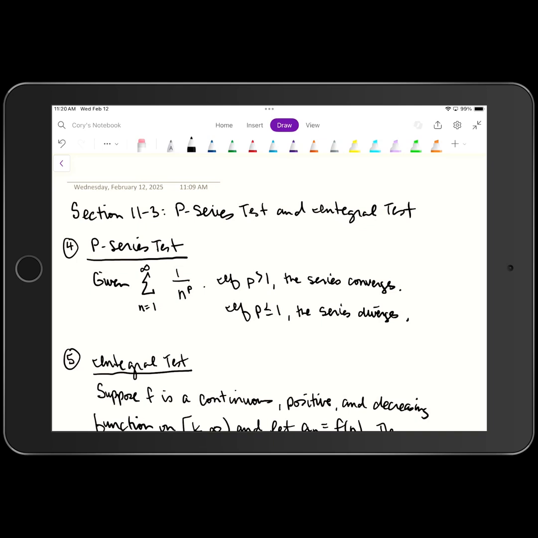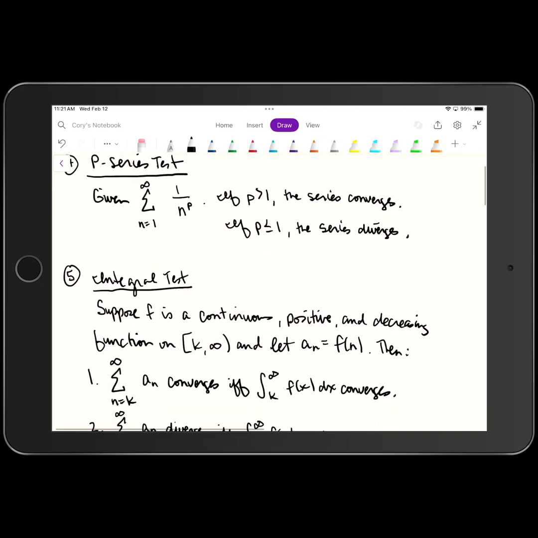So the P-series test, which is test number 4, says given the sum from n equal to 1 to infinity of some formula 1 over n raised to the p power, if your exponent p is larger than 1, the series converges. And if the exponent p is less than or equal to 1, the series diverges. Okay, so really easy test there to utilize.